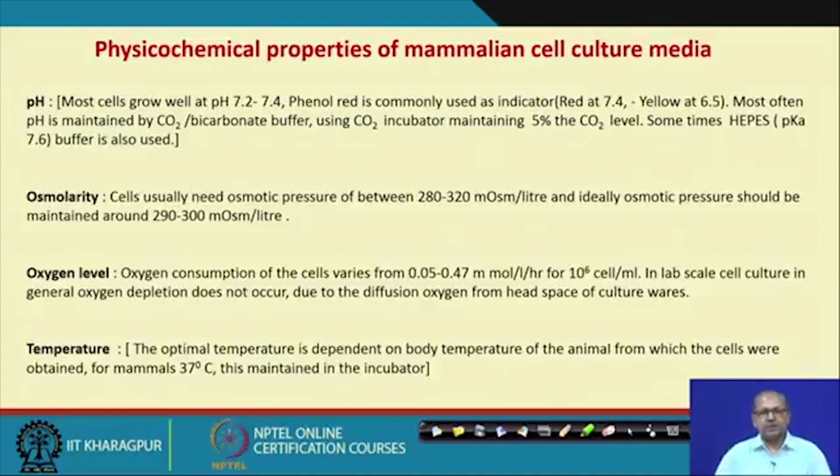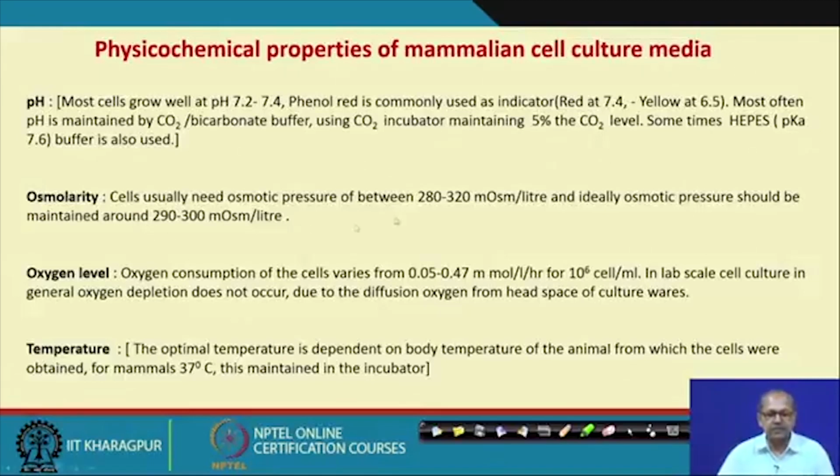What are the physico-chemical properties of cell culture media? That is pH. pH is generally between 7 and 7.4. Phenol red is commonly used as an indicator. It is red at 7.4 and yellowish at 6.5. When the culture becomes acidic, it will be yellowish, with a pH of 6.5. And that pH is maintained by a carbon dioxide bicarbonate buffer, that is why we use a CO2 incubator maintaining a 5% carbon dioxide level, and you can use HEPES buffer also.